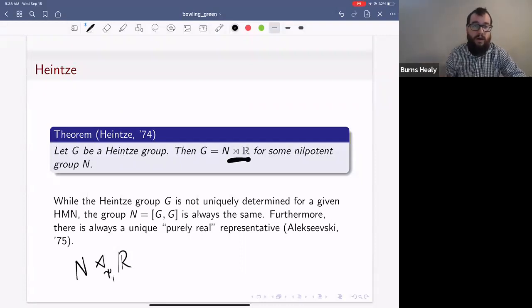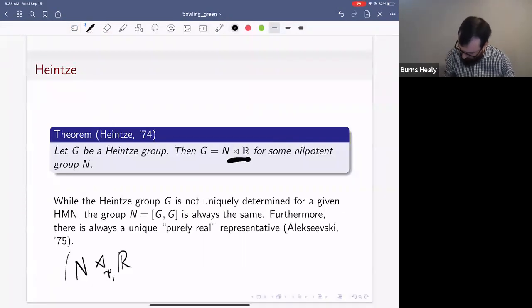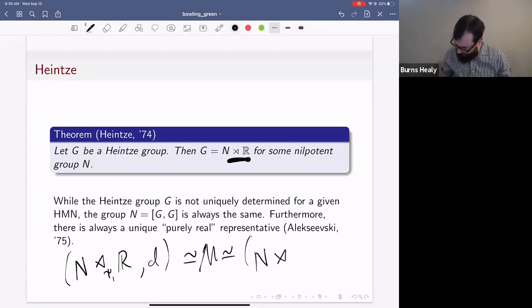this semi-direct product uses some automorphism injection psi 1, and this, equipped with some metric, is isometric to the smooth manifold of interest that you begin with. It's also isometric to another Heintze group equipped with some different metric, d prime. Again, what this statement tells you is that these N's are the same. Obviously, R is still R. So really what this is boiling down to is this map here.